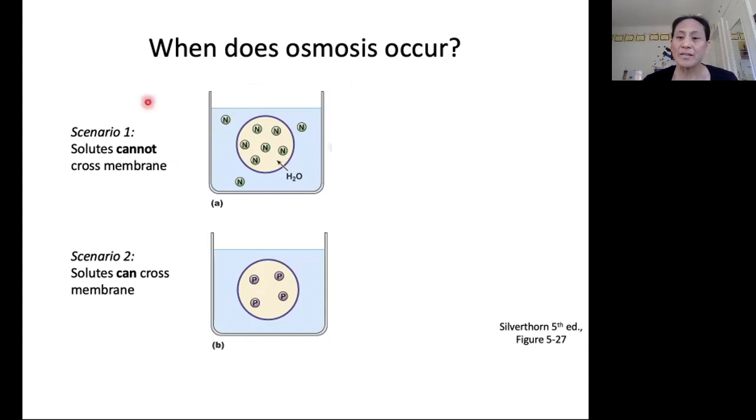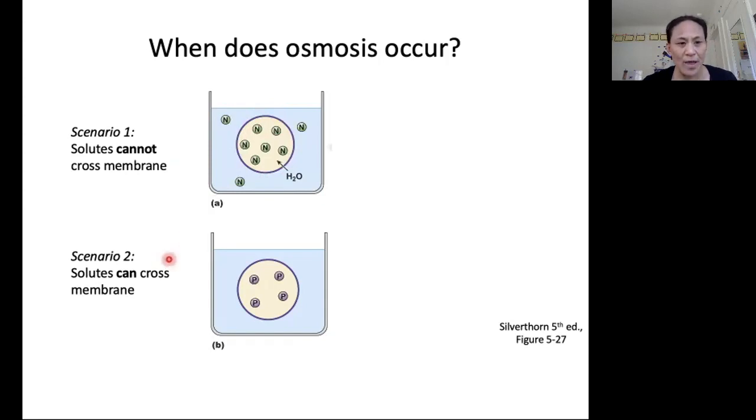So to illustrate this concept, we have this figure on the top where we're looking at a cell in a beaker, okay? This cell has a cell membrane, which is selectively permeable. It's going to allow water through, okay? But it's not going to allow this solute through. So we have these green solutes with N's in them, okay? And the N stands for non-penetrating, but basically what it means is that it is a solute that is not able to cross this selectively permeable membrane.